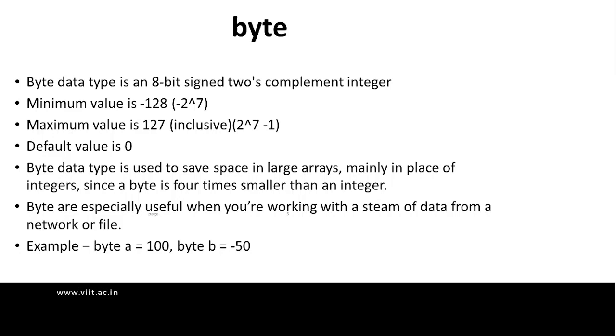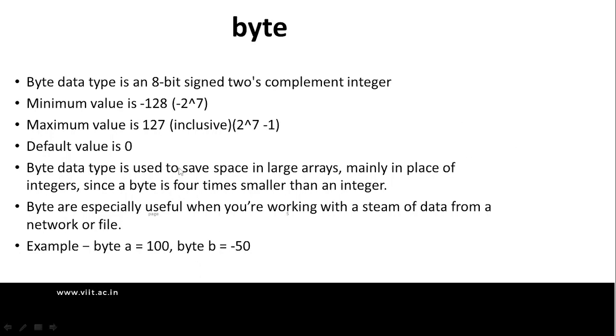The byte data type is used to save space in large arrays, mainly in place of integers, since a byte is 4 times smaller than an integer. Bytes are especially useful when you are working with a stream of data from a network or file. For example, byte A equal to 100, byte B equal to minus 50.